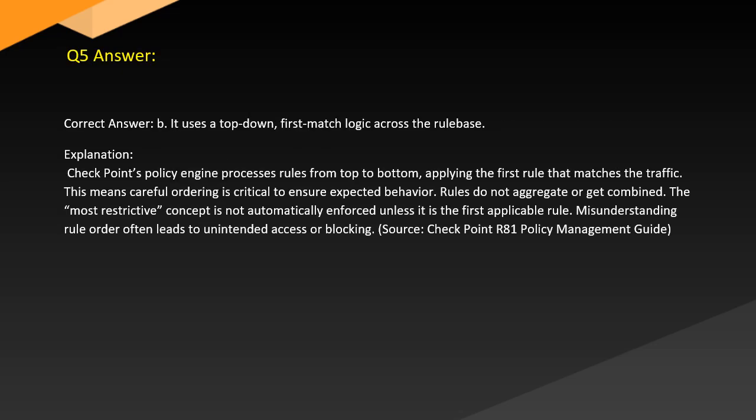Answer. Correct answer: B. It uses a top-down first-match logic across the rule base. Explanation. Check Point's policy engine processes rules from top to bottom, applying the first rule that matches the traffic. This means careful ordering is critical to ensure expected behavior.